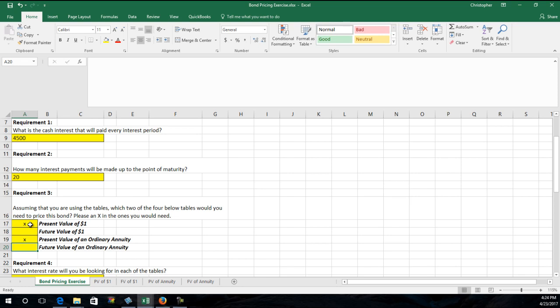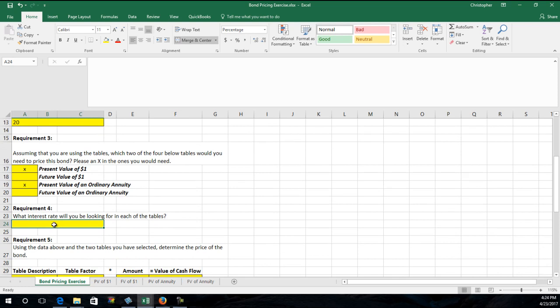The whole thought is that if we're paying money for a bond today, we want to know the present value of all of those future cash flows that we will get. The future value tables have nothing to do with bond pricing. Now notice we have a tab down here for each of the tables.